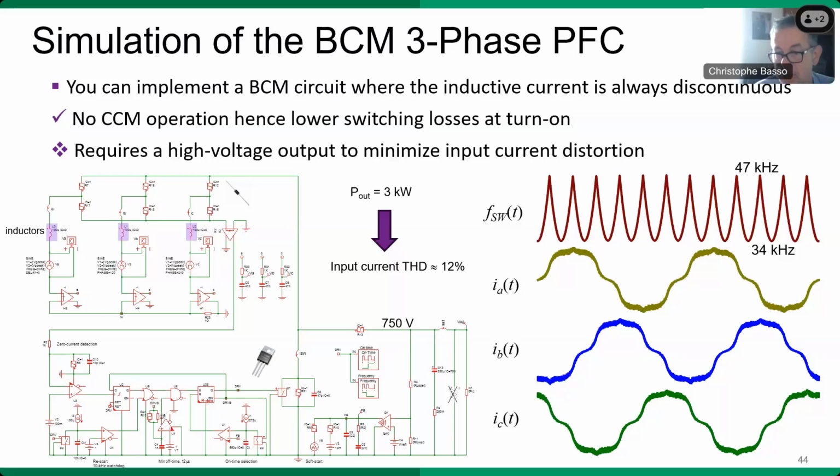And in this simulation, surprisingly, the THD is about 12%. And again, these are classical waveforms you can find in the literature. It's considerably lower than the first single switch boost converter, but it's still fairly high.